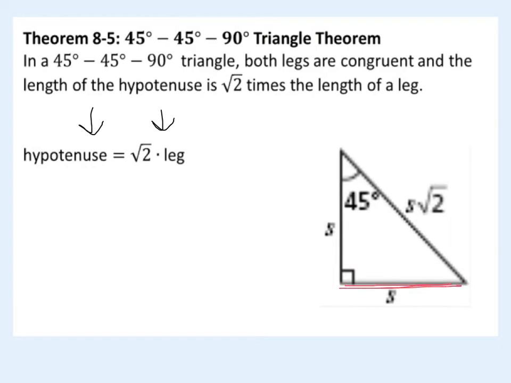In the 45, 45, 90, the two sides that are across from 45 are always going to be the same length. So in this case, if this was S and S, this would be S square root 2. Because again, the hypotenuse is square root 2 times the leg. And it's always in that ratio pattern for a 45, 45, 90 triangle.